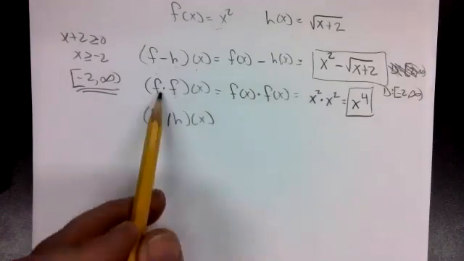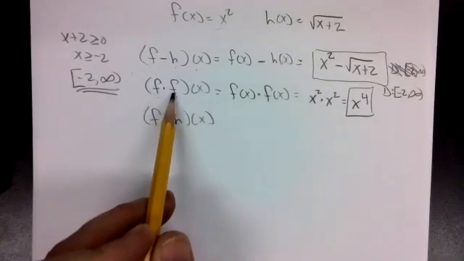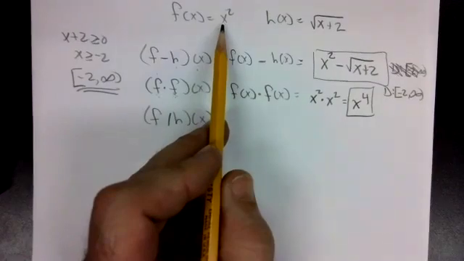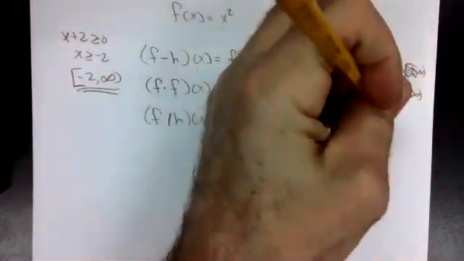If they ask for the domain of this one, h is not involved here. This is just f. Remember, this is just a polynomial function, so there is no limiter. So this domain can be everything.